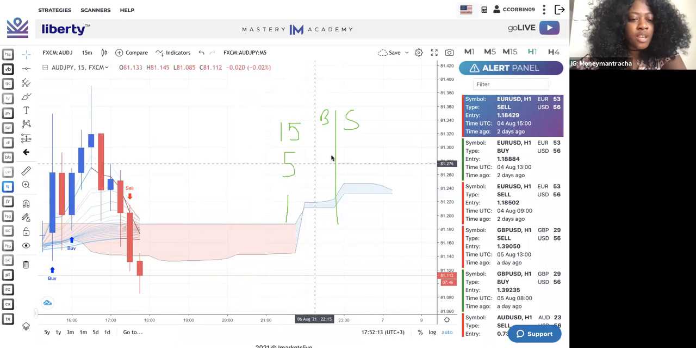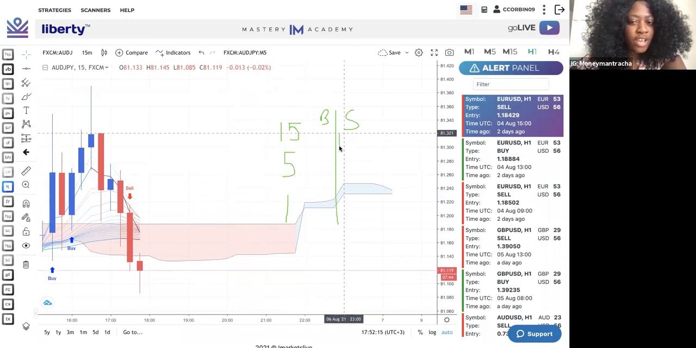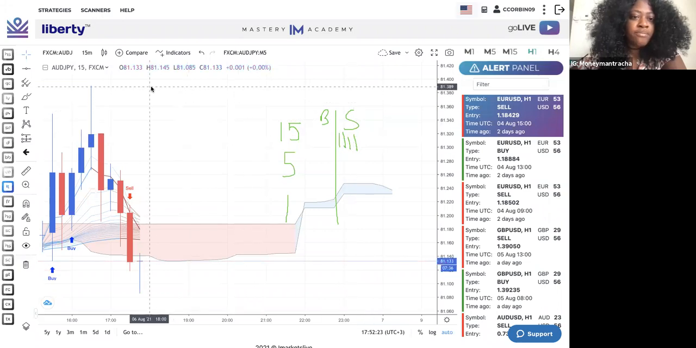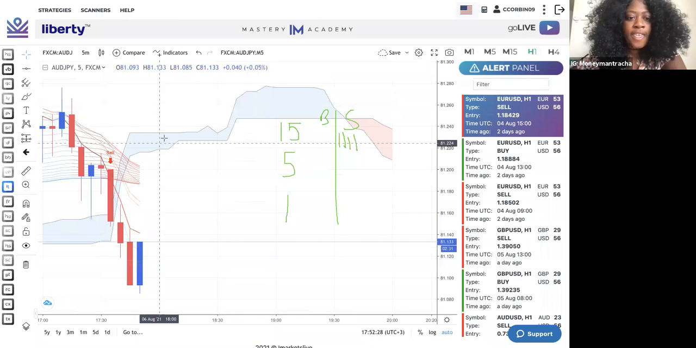So in the 15 minute, what color is the current candle? It's red. Is it above or below the web strings? It's below. Is it above or below the clouds? It's below. The cloud, it looks like it's forecasted red. So far, that looks like a strong selling trend to me, right?